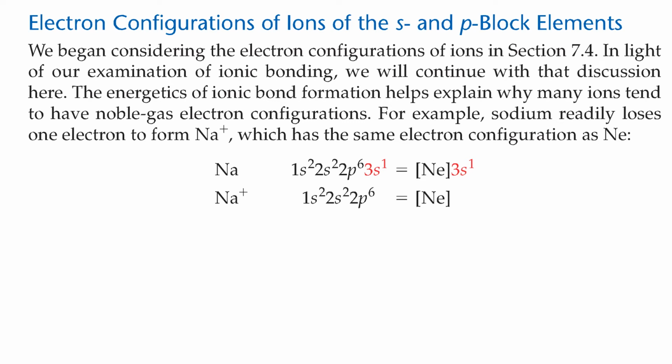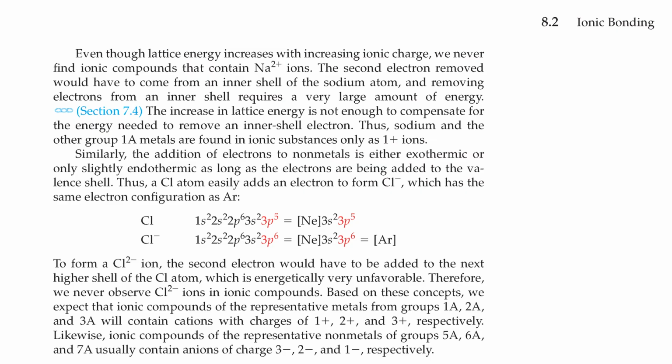Electron configurations of ions of the s and p block elements. We considered the electron configurations of ions in section 7.4. In light of our examination of ionic bonding, we'll continue with that discussion here. The energetics of ionic bond formation helps explain why many ions tend to have noble gas electron configurations. For example, sodium readily loses one electron to form the sodium ion, which has the same electron configuration as neon. Even though lattice energy increases with increasing ionic charge, we never find ionic compounds that contain Na2+ ions.